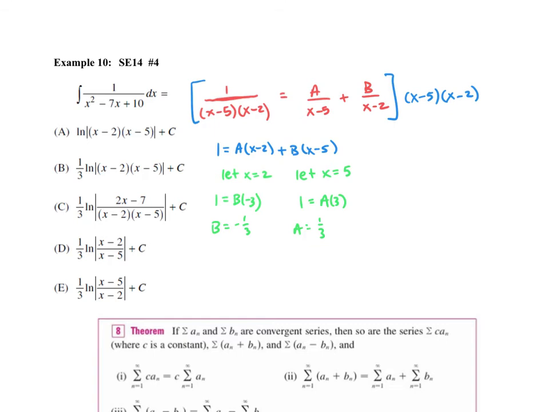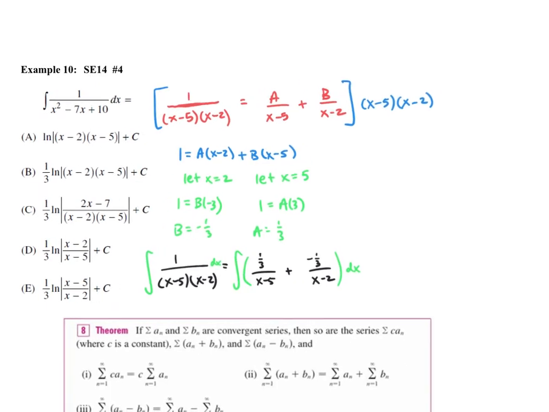All right, let's go ahead and set up our problem now. So we have 1 over (x minus 5)(x minus 2), and we have now decomposed this. I'm going to do 1/3 divided by x minus 5. I know that looks weird, but just bear with me. Plus negative 1/3 over x minus 2. Now again, what we're doing is we're going to integrate this.